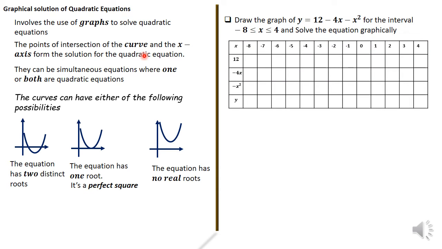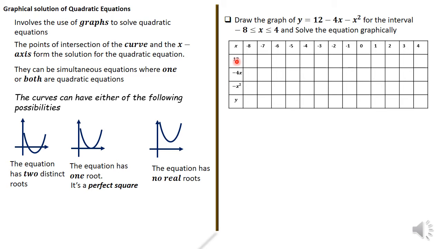Now, the first thing is we need to form a table where we have the x values ranging from -8 to +4, as it appears on your table there. We have -8, -7, -6, -5, -4, -3, -2, -1, all the way up to +4. Now, the 12, minus 4x and minus x squared are normally written on this side, and we're going to use them to fill the table, and this is what it means.